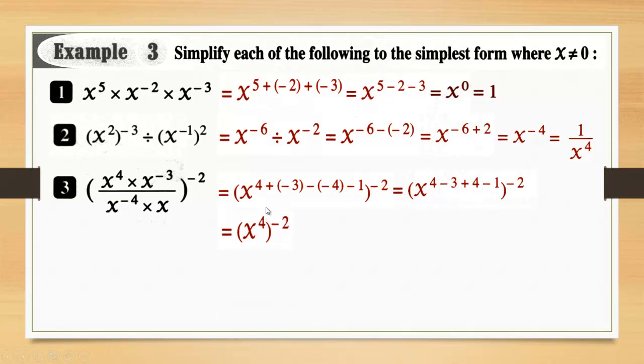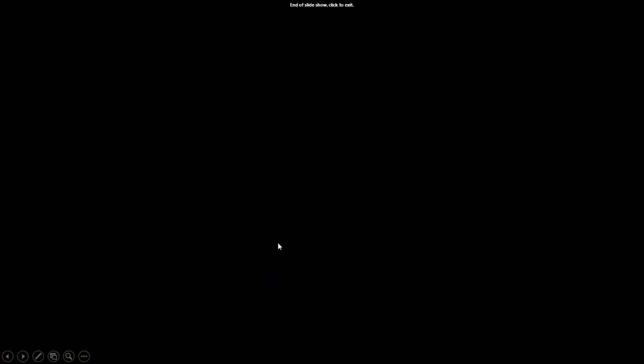We will multiply the powers. That equals x power 4 times negative 2, equals negative 8. That means 1 over x power 8. Thank you very much.